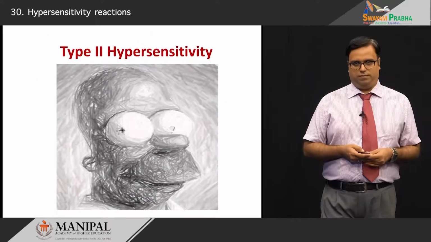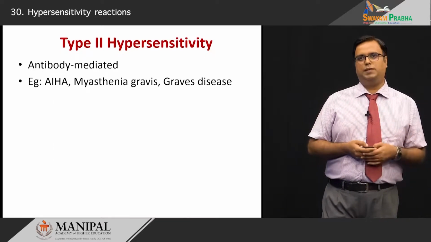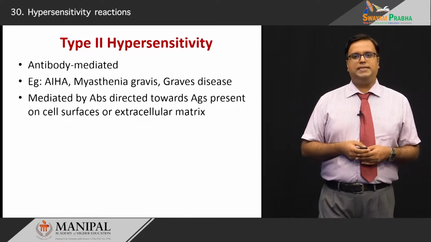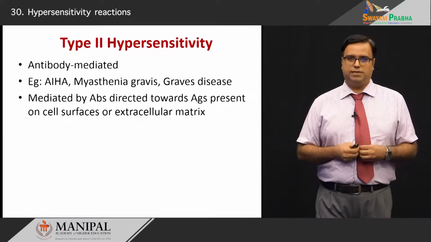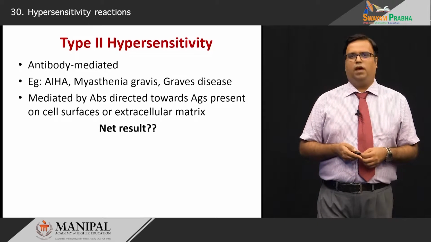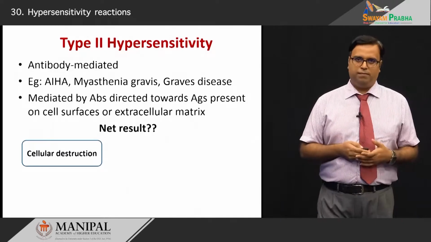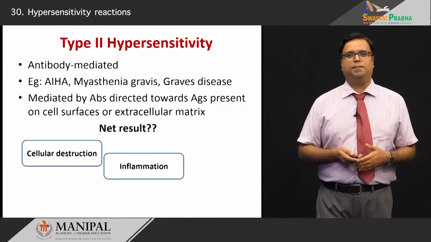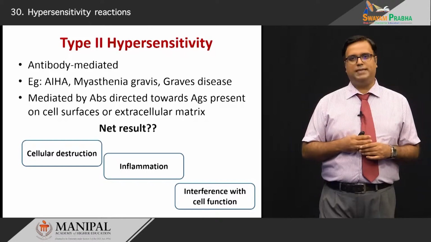The type 2 reaction. The type 2 reaction is entirely antibody mediated. We have seen the examples earlier in the table. Let's see what happens at the level of the tissue. These antibodies are directed towards antigens, of course, but they are not necessarily present on the surface of the cell. They can also be enmeshed within the extracellular matrix. What happens as a net result? The net result could be an entire destruction of the cell. It can be a lot of inflammatory response that it brings along with it, and then it destroys the cell, or the cell itself may be viable, but its function is neutered, which is called a cellular dysfunction.